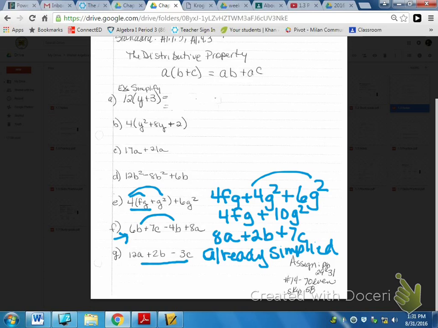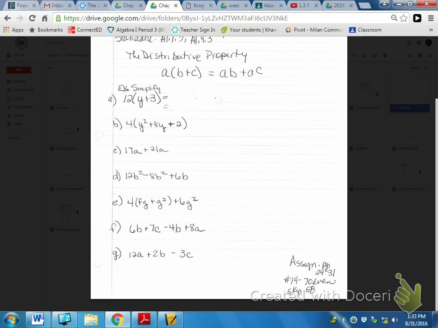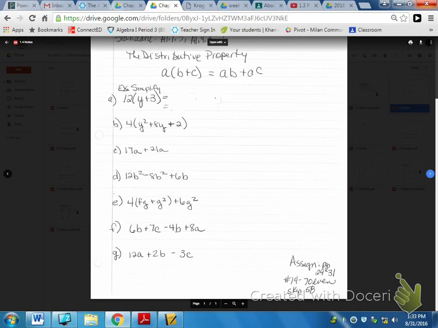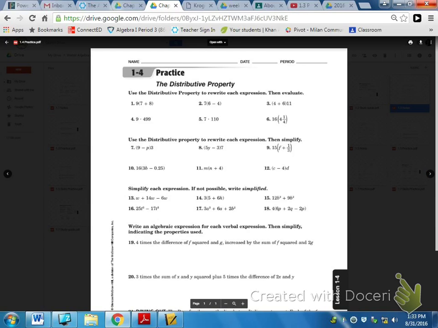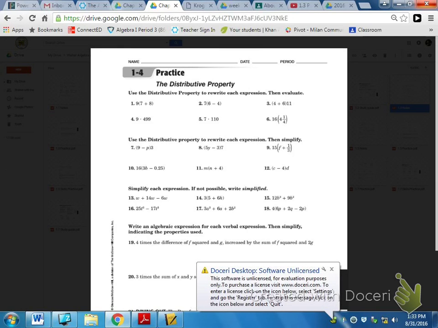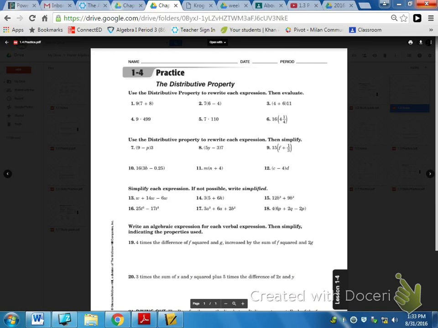I'm going to go ahead and go to the problems that you have and explain a little bit what you have to do. This first section, 1 through 6, you're going to use distributive property to rewrite, then evaluate. That will be just like I did a few minutes ago. You would write 9 times 7 plus 9 times 8 and go from there.